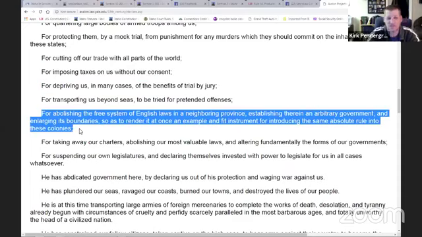For abolishing the free system of English laws in a neighboring province, establishing therein an arbitrary government, and enlarging its boundaries. What do you think they're talking about there? Enlarging its boundaries of jurisdiction, so as to render it at once an example and fit instrument for introducing the same absolute rule into these colonies. It's exactly what we're talking about. Extending admiralty and vice admiralty jurisdiction beyond their ancient limits. There are 3 testimony trusts out there. Okay. Land, air, and water.